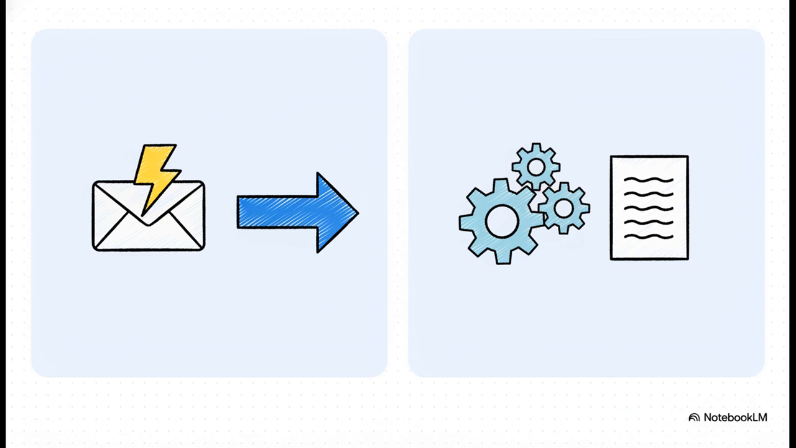So, for example, if a new email arrives, that's your trigger. Then create a summary of it. That's your action. See? It's a really straightforward logic.